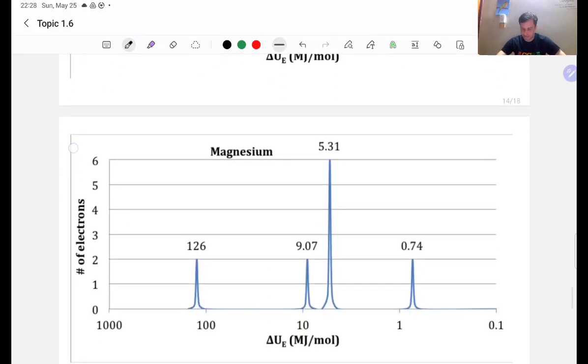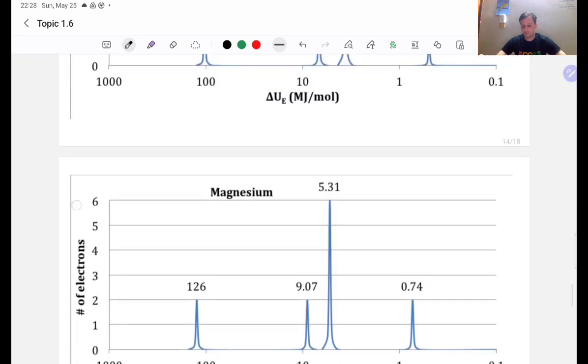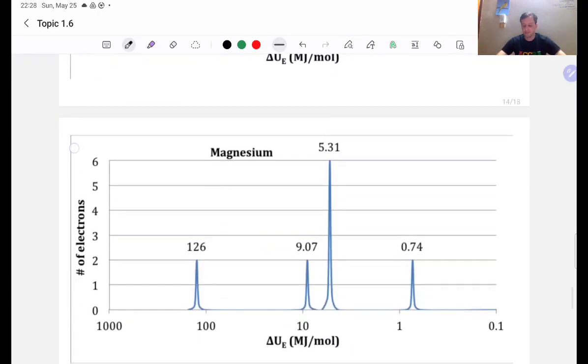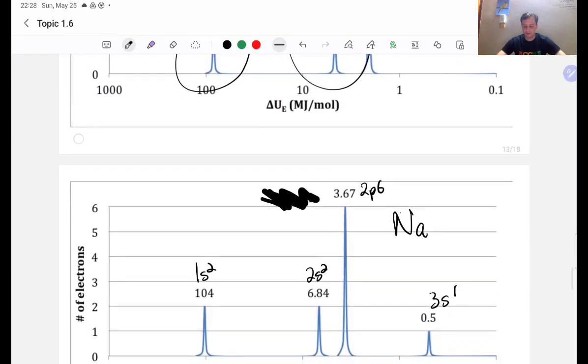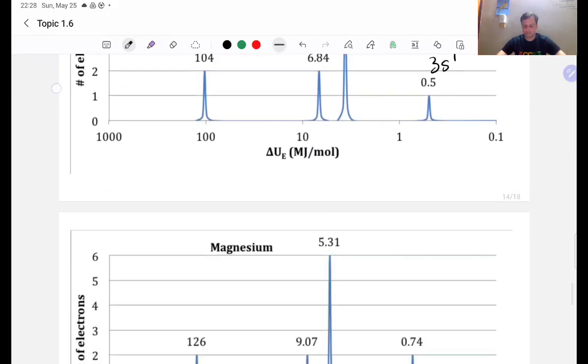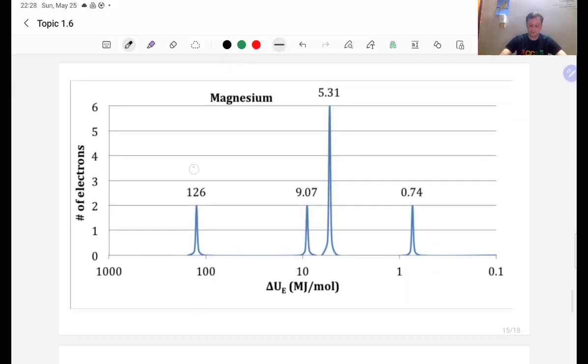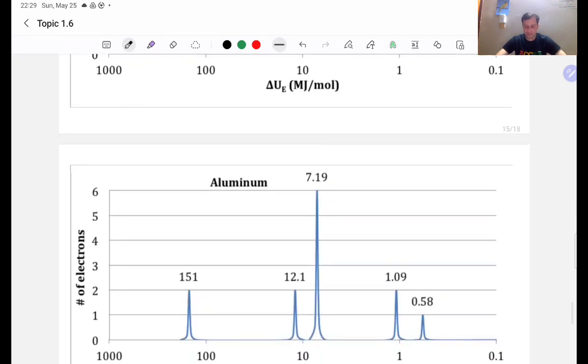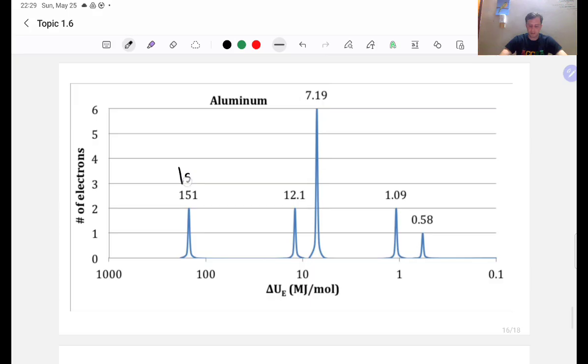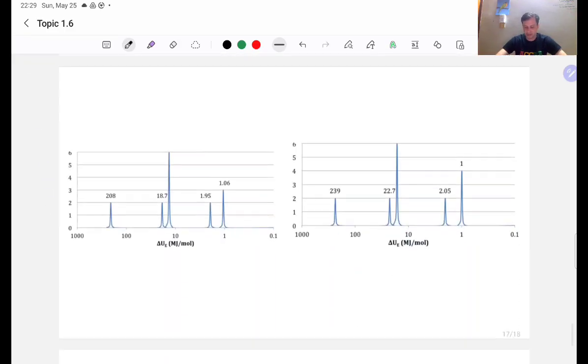Let's look at the next one. Notice again the peaks are moving slightly leftwards. So magnesium, the peaks have shifted left as compared to sodium because of a higher effective nuclear charge, because of more protons relative to the energy level. So we have 1s2, 2s2, 2p6, and now this is 2 electrons, so that final peak is higher, 3s2. And then we go to aluminum, 1s2, 2s2, 2p6, 3s2, and now 3p1.